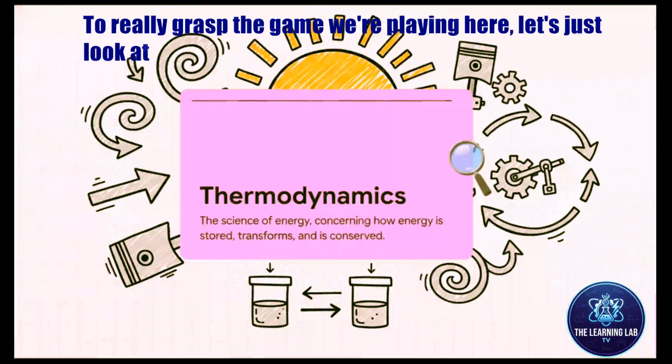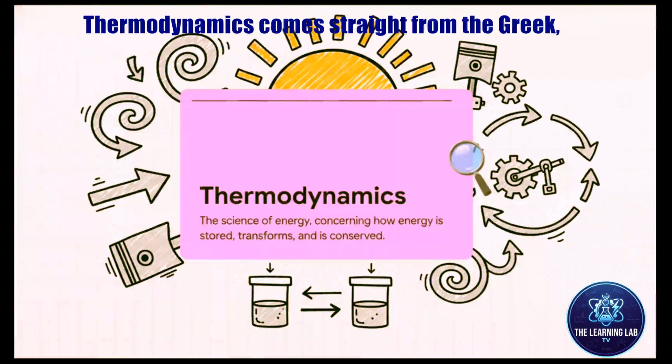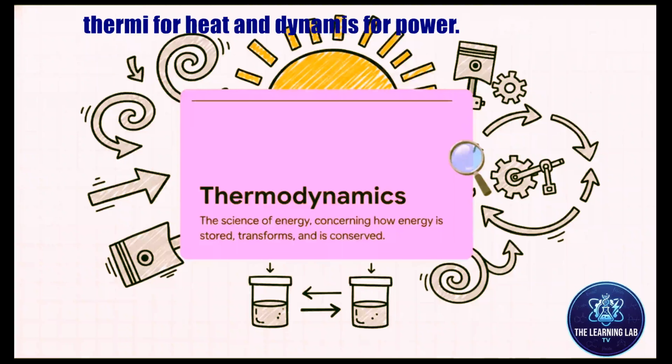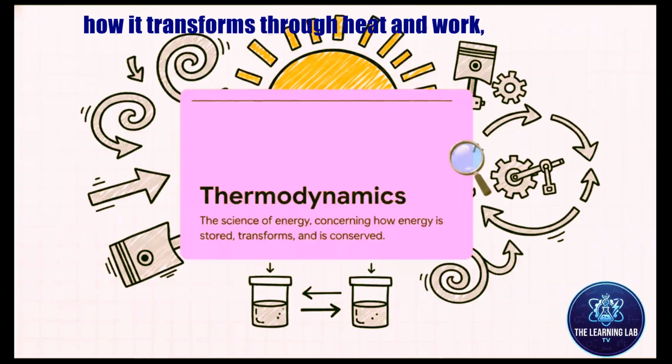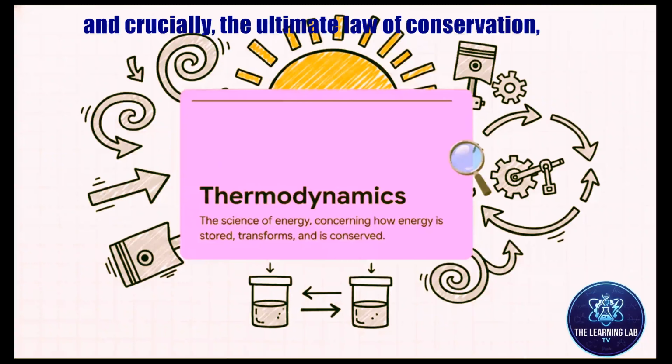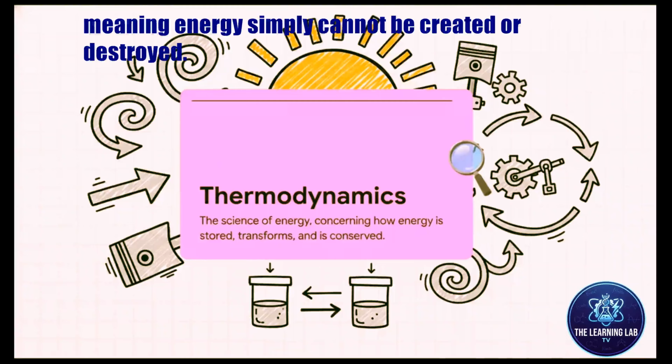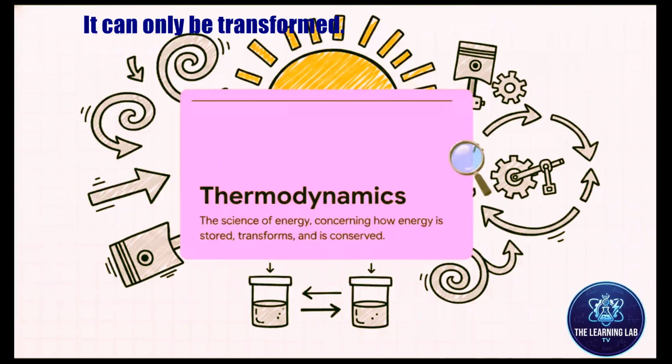To really grasp the game we're playing here, let's just look at the word itself. Thermodynamics comes straight from the Greek, thermi for heat and dynamis for power. It's the science of energy, specifically how it's stored, how it transforms through heat and work, and crucially, the ultimate law of conservation, meaning energy simply cannot be created or destroyed. It can only be transformed.